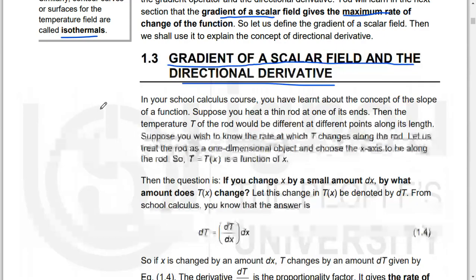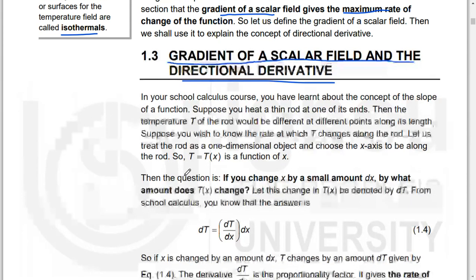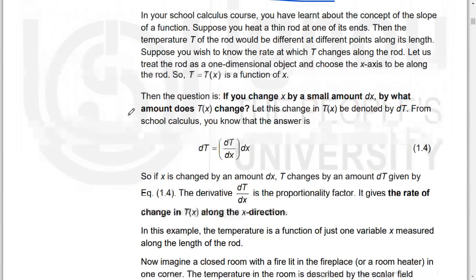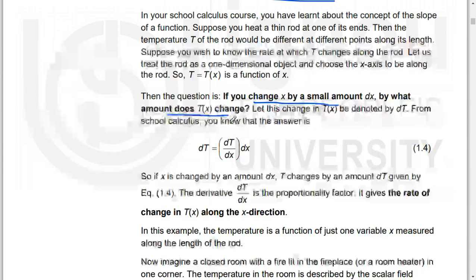Suppose you wish to know the rate at which T changes along the rod. Let us treat the rod as a one-dimensional object and choose the x-axis to be along the rod. So T equal to T(x) is a function of x. Then the question is, if you change x by a small amount dx, by what amount does T(x) change? Let this change in T(x) be denoted by dT. From school calculus, you know that the answer is dT equal to dT by dx times dx.